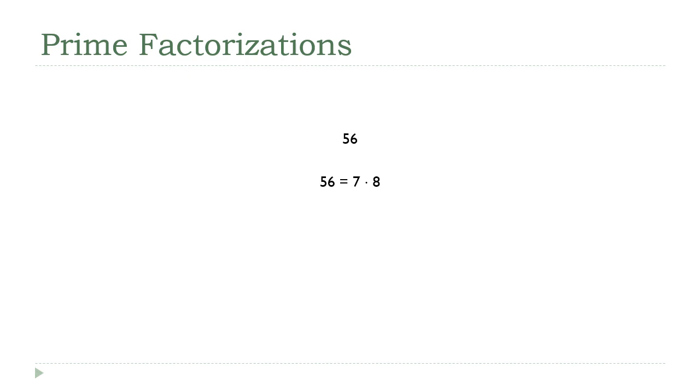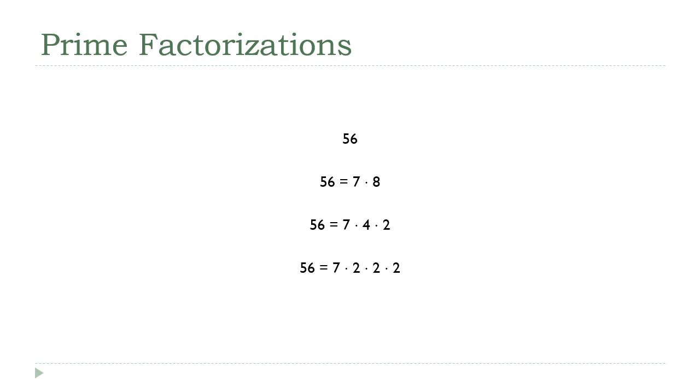Now, 7 is prime. There's really nothing I can do with 7. 8, on the other hand, is a composite number. So I could factor 8, break 8 down, if you will, to 4 times 2. Right? So 56 is 7 times 4 times 2. And I'm done with the 2, right? 2 is prime, so there's nothing more I can do with that. But that 4 is also composite. So I can rewrite the 4 as 2 times 2, and I end up with this.